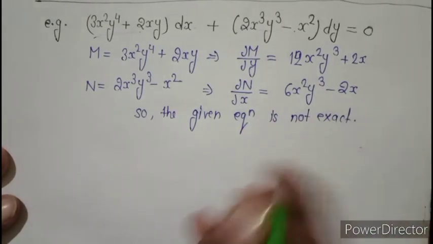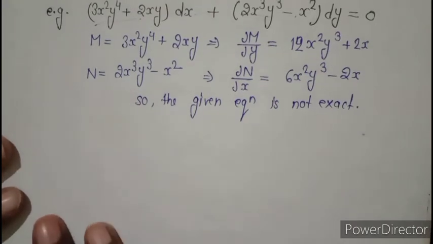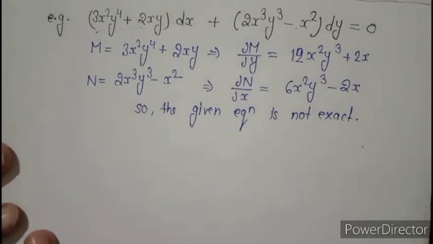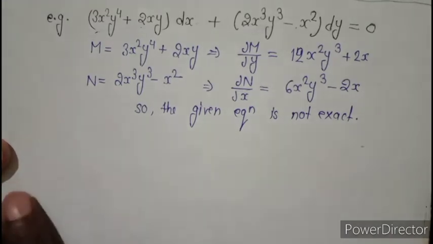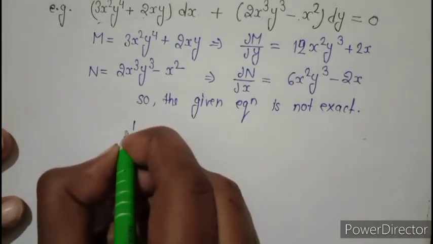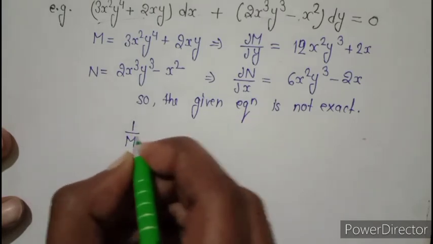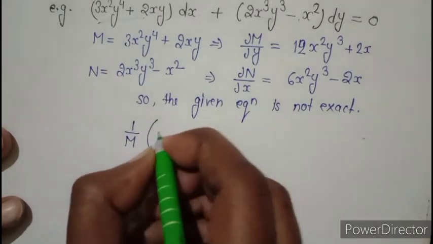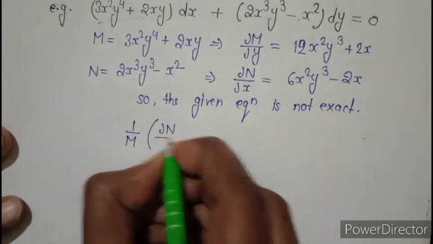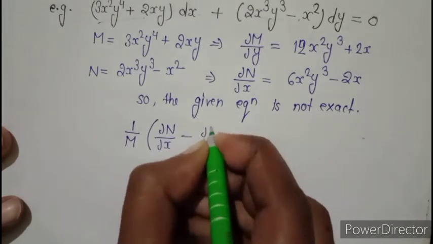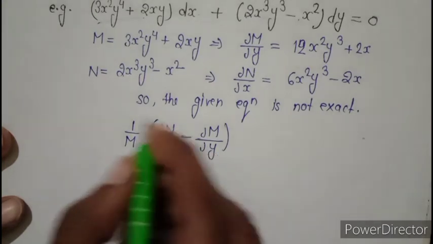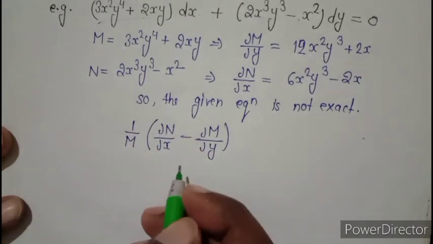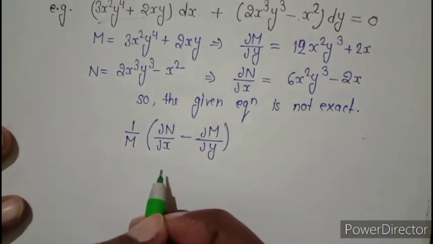Not exact. So we will try to make them exact. And what was rule number 4? We will apply rule 4 here. Okay, so what was that? 1 by M. Firstly, we will try to find the value of 1 by M times (∂N/∂x minus ∂M/∂y). If the value of this term is a function of y alone, then we can apply rule number 4. So firstly, we have to check this.